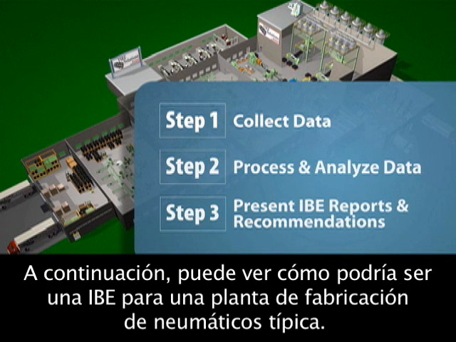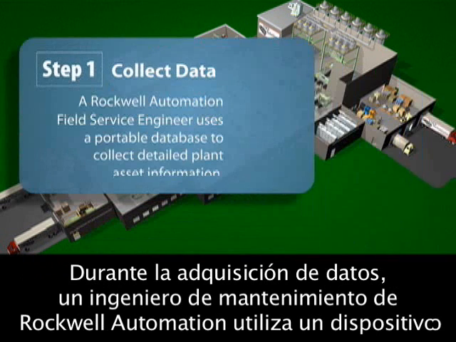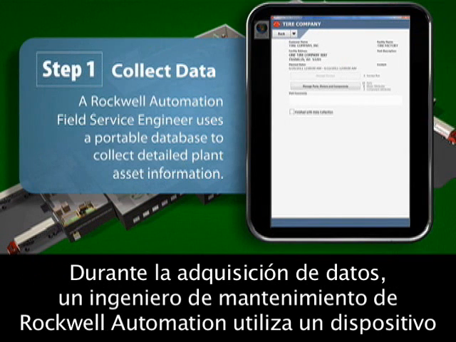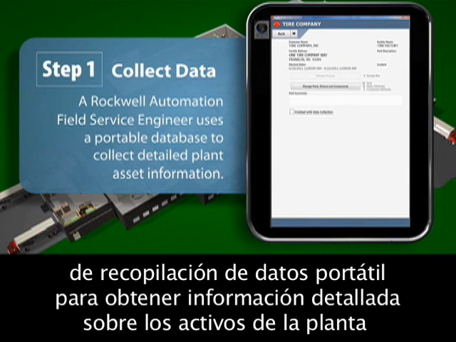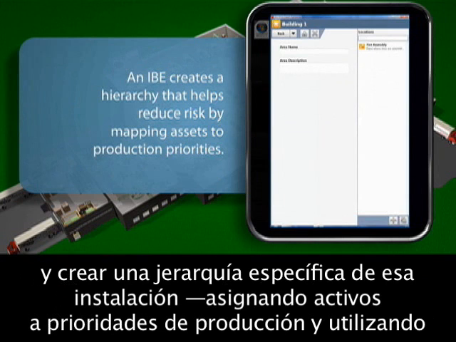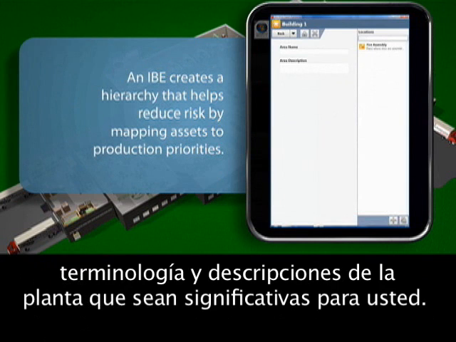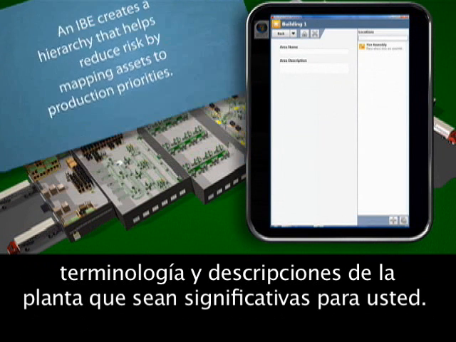Here's what an IBE might look like for a typical tire manufacturing plant. During data collection, a Rockwell Automation field service engineer uses a portable data collection device to gather detailed plant asset information and create a hierarchy that is specific to that facility by mapping assets to production priorities and using terminology and plant descriptions that are important to you.